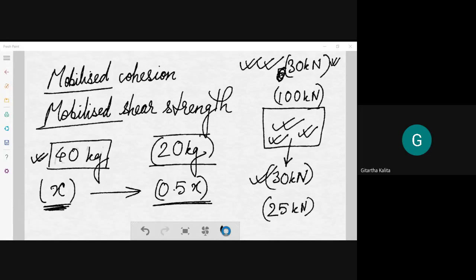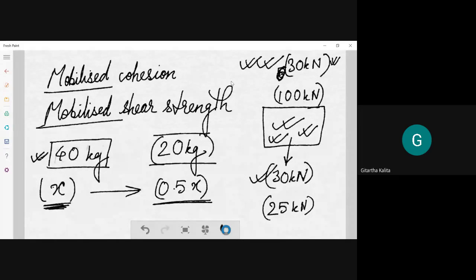Please be very clear about the topic of mobilized. Mobilized means that out of its own capacity, it will spend only that capacity which is required to resist the load. That is called the mobilized strength, or, in the cohesion situation, it will mobilize some cohesive strength. For mobilized shear strength, if there is a shear force of 100 kilonewton, it will mobilize only 100 kilonewton, isn't it? So that is the thing.